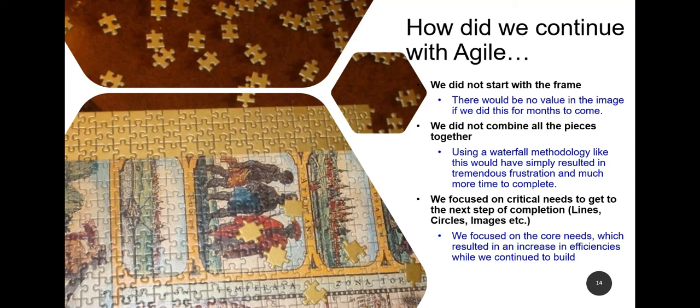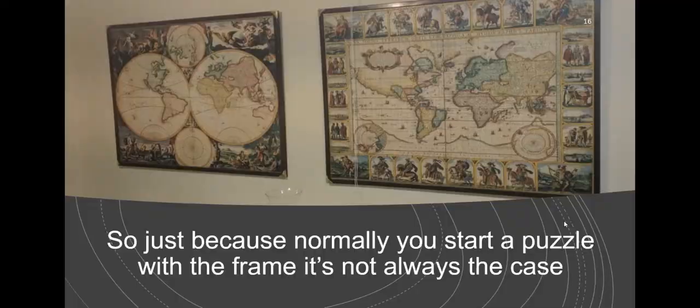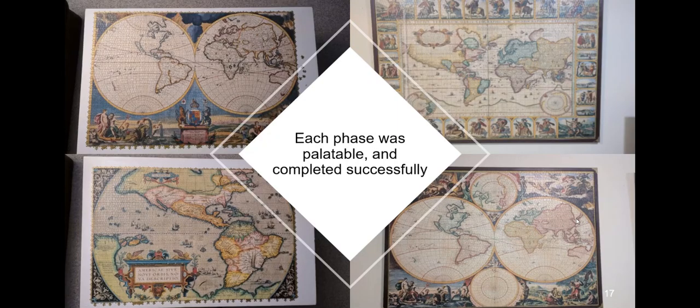We focused on the critical needs in each section, aka phase, starting with the core needs on each phase, which essentially increased the efficiencies in the project as we continued on and on, which resulted in our small wins of value. We saw positive results with our small wins. We had great momentum. We saw our success in the light at the end of the tunnel. So the puzzle was finished on time before the spring came, making sure my mom had her table back outside and that the furniture had been put back in place upon completion. So just because normally you start a puzzle with a frame, it's not always the case. Here you go for 4 pieces of the 18,000 Ravensburger puzzle.